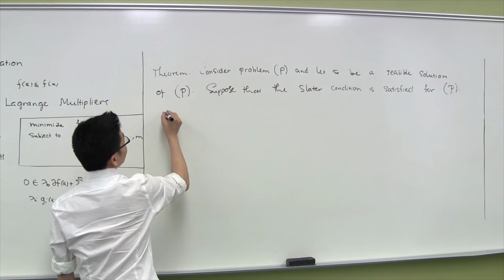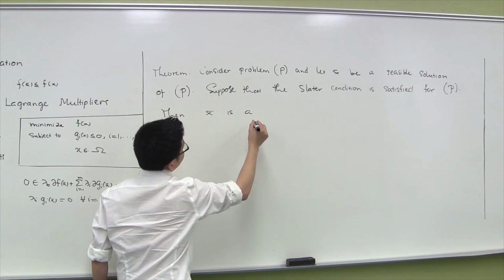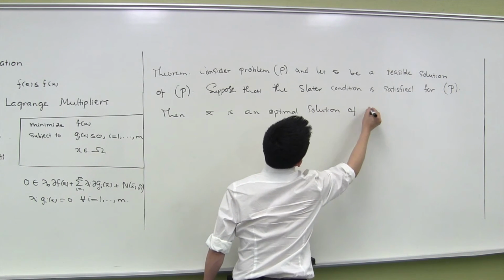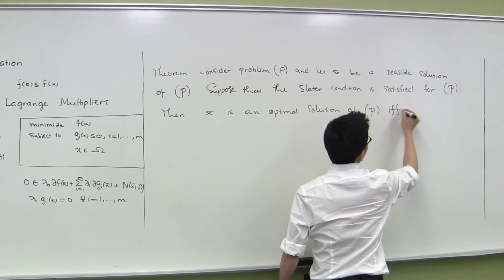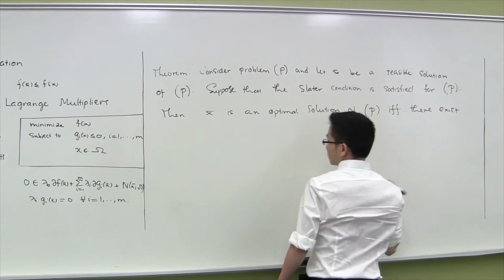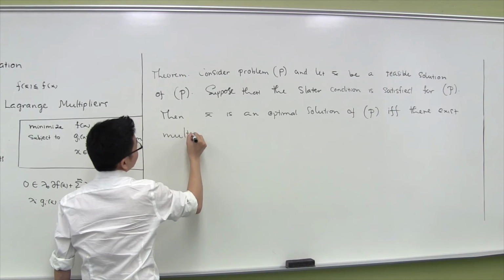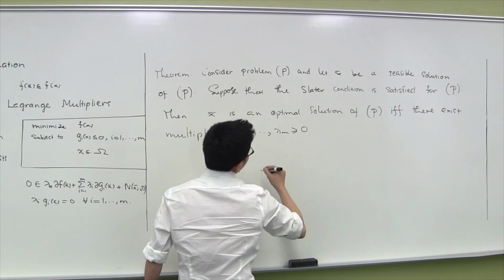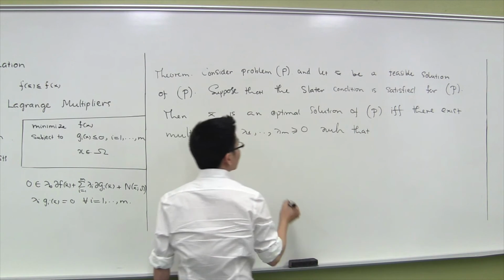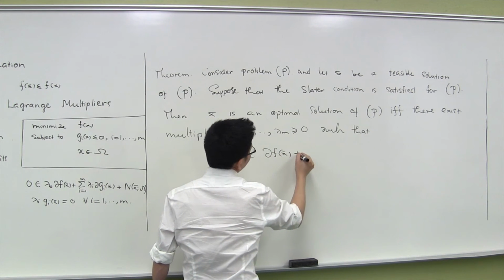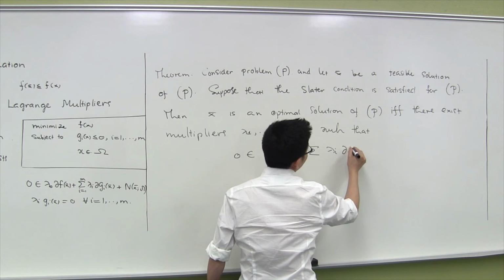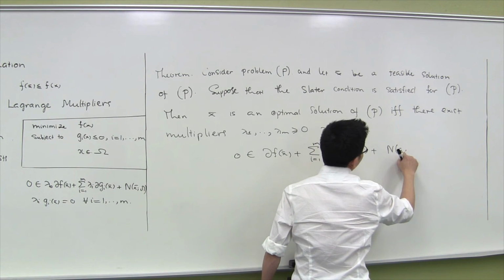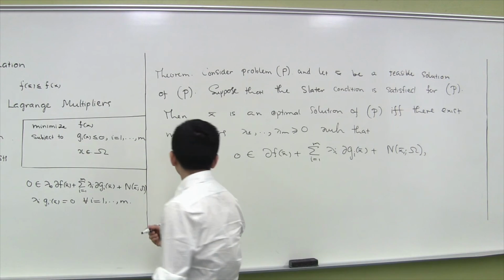Then x bar is an optimal solution of P if and only if there exists multiplier lambda 1 up to lambda m all greater than or equal to 0 such that 0 belongs to the subdifferential of f at x bar plus the sum of lambda I times the subdifferential of gi at x bar, where I runs from 1 to m, plus the normal cone to the set omega at x bar. And again, the complementarity condition is satisfied.